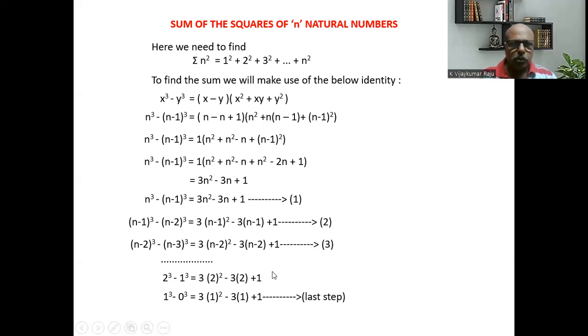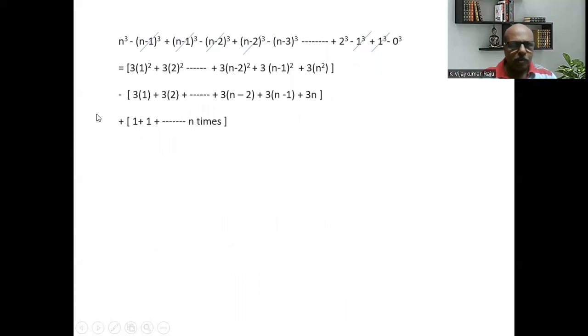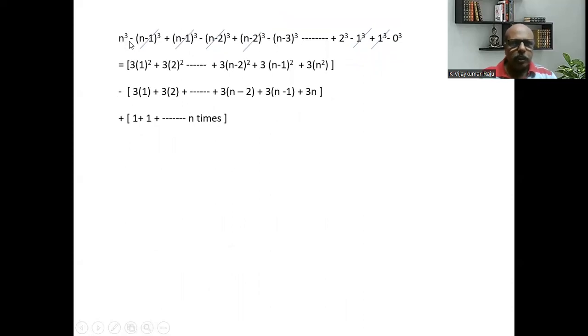So now what we need to do is, by adding all the above steps, that is 1 plus 2 plus 3 plus 4 and so on till the last step. So what we'll be getting? We'll get n³ minus (n minus 1)³ plus (n minus 1)³ minus (n minus 2)³ plus (n minus 2)³ and so on it goes.